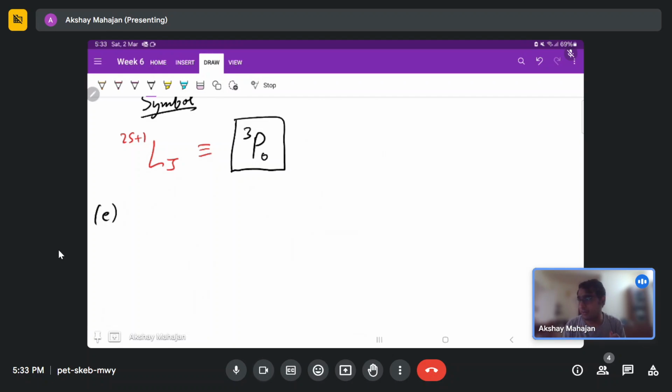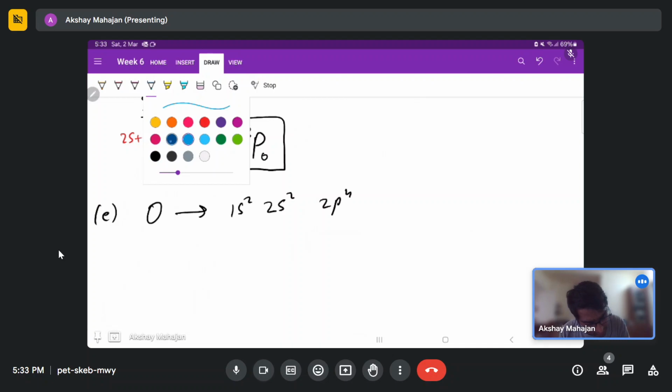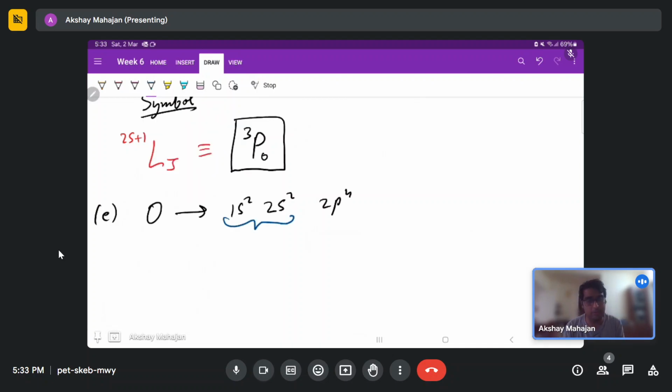So in part E we have oxygen now, which has electron configuration 1s2, 2s2, 2p4. Again we can see that all of the states are completely filled, so S equals L equals J equals 0 in this case. We just need to consider this 2p4 case.